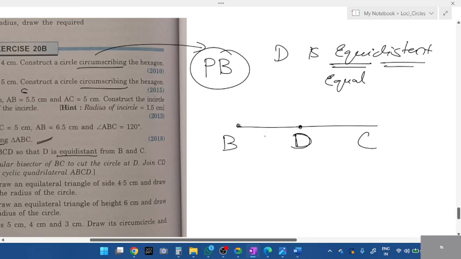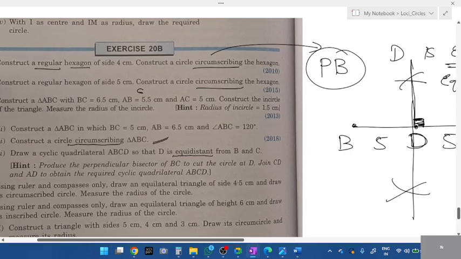So if B and D are at equal distance, if BD is 5 centimeters, what is DC? DC is also 5. So what kind of line is this? Angle or perpendicular? It is a perpendicular bisector. Take more than half and cut it. You'll get this line. That is what they have mentioned. Draw a cyclic quadrilateral so that D is equidistant. So don't get confused. Whenever equidistant is mentioned, that is basically a point which splits into two equal parts.